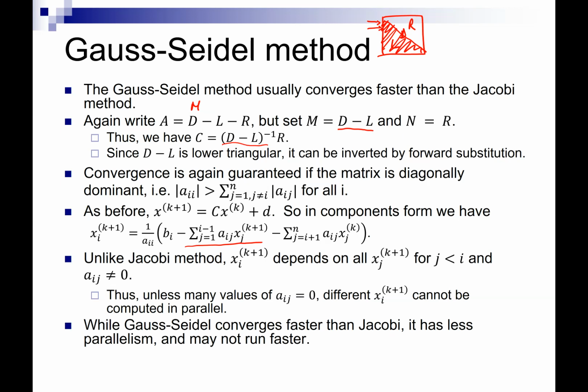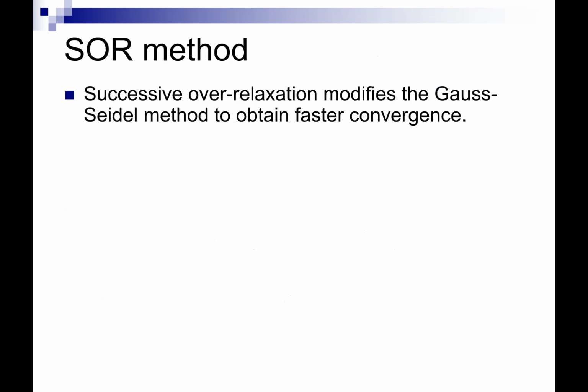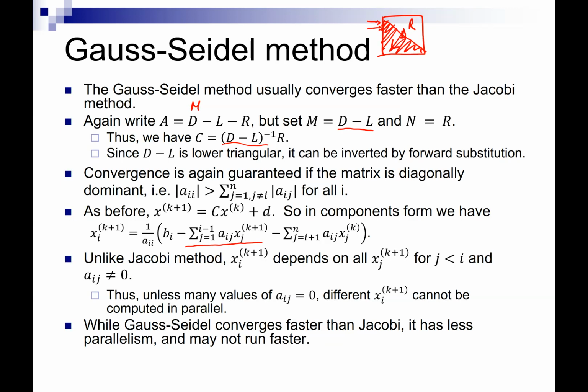Okay, so therefore in practice, even though it converges using fewer iterations, right, using a smaller value for k, it might not run faster because you have less parallelism. Okay, so later on we're going to see how to actually apply the Gauss-Seidel method in certain special cases in order to actually get parallelism in those special cases. Okay, but in general, because of these dependencies between the different components of x of k plus 1, we cannot parallelize this process, and so it's not necessarily faster.